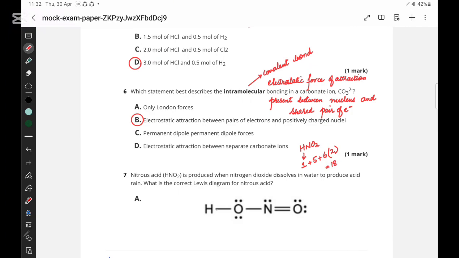So first let's count the 18 electrons: 1, 2, 3, 4, 5, 6, 7, 8, 9, 10, 11, 12, 13, 14, 15, 16, 17, 18. So it shows the correct diagram, and you can see the octets are also completed in this one. So our answer is going to be A.